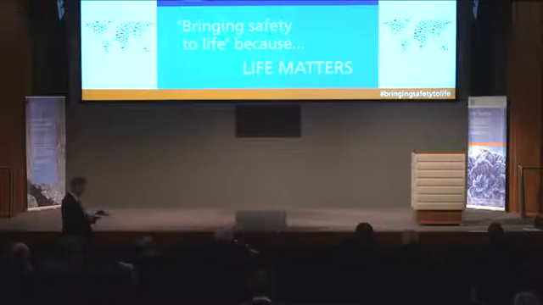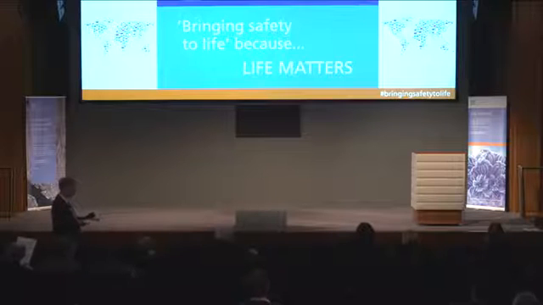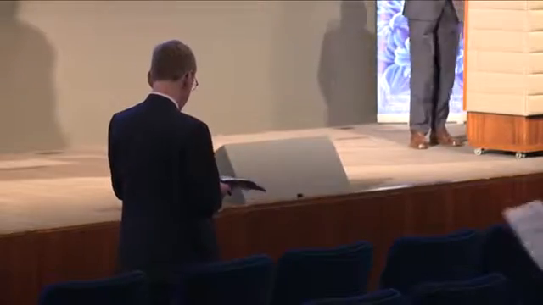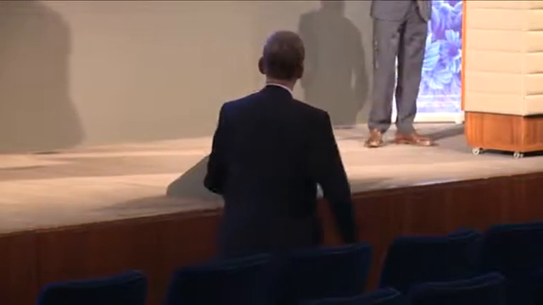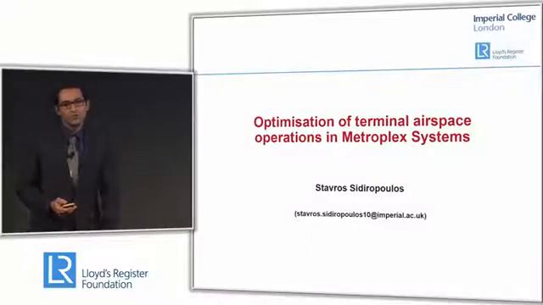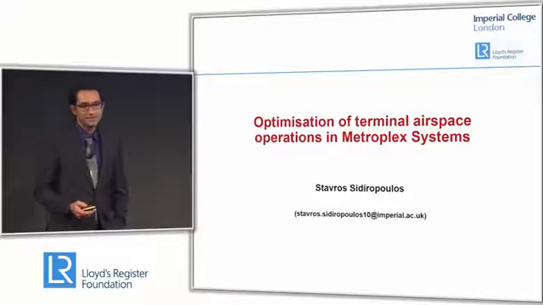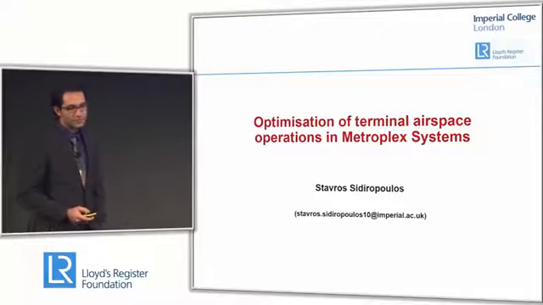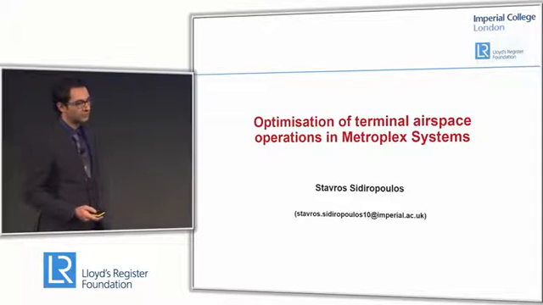So our penultimate talk is from Stavros Sidiropoulos from Imperial College, and he's going to talk to us about optimization of thermal airspace operations in Metroplex systems. Hi, thanks. Good afternoon. Typically, major cities such as London, New York, and Tokyo are served by several airports, effectively creating a multi-airport system or Metroplex. Today, with more than half the world's population residing in urban areas, Metroplex systems are deemed to play a major role in the future of aviation, directly affecting the quality of life.